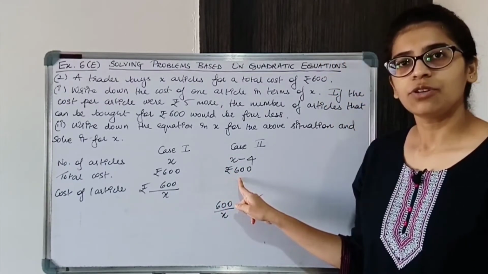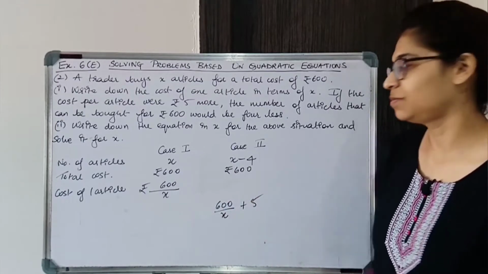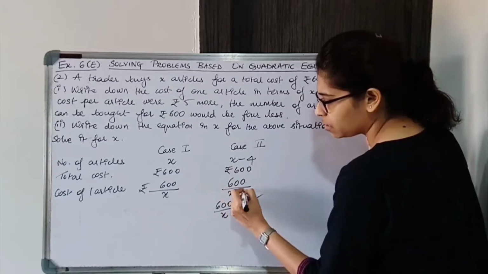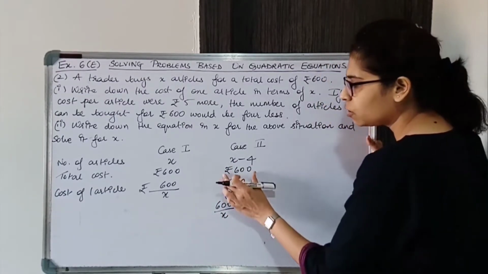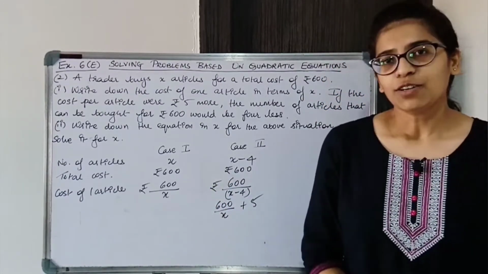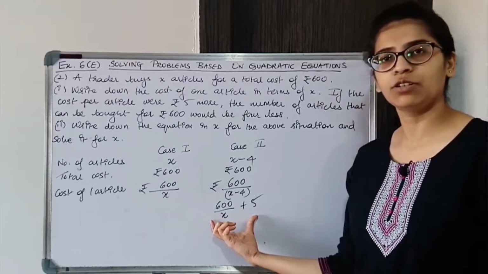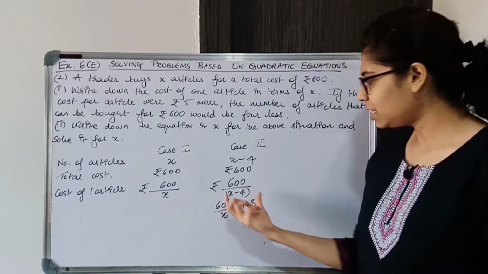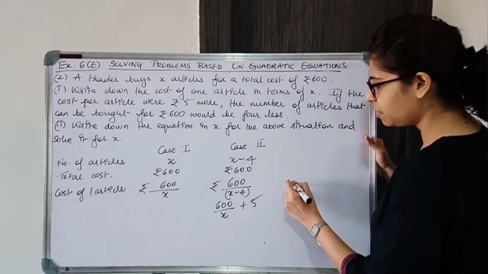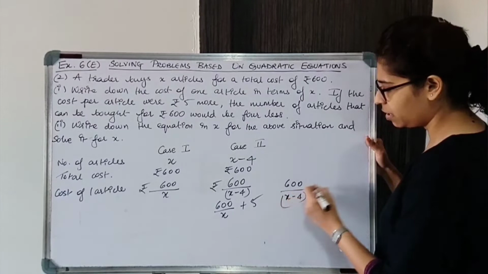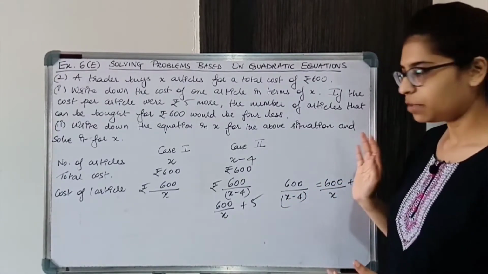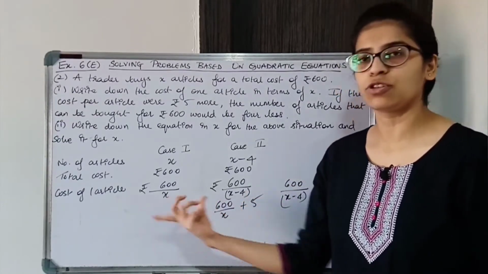Total cost is 600. What will be the cost of one article? Cost of one article will be 600 upon X minus 4. Right? Total cost upon number of articles. Now we are told that this will be the cost of one article over here. So basically this is equal to this. Right? So I can say that 600 upon X minus 4 is equal to 600 upon X plus 5. Right? Because the costing over here is 5 more than the original cost.